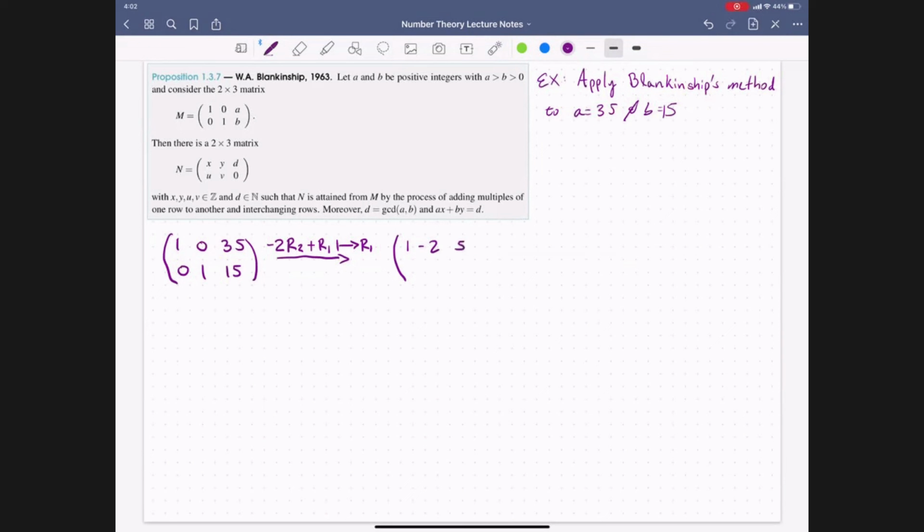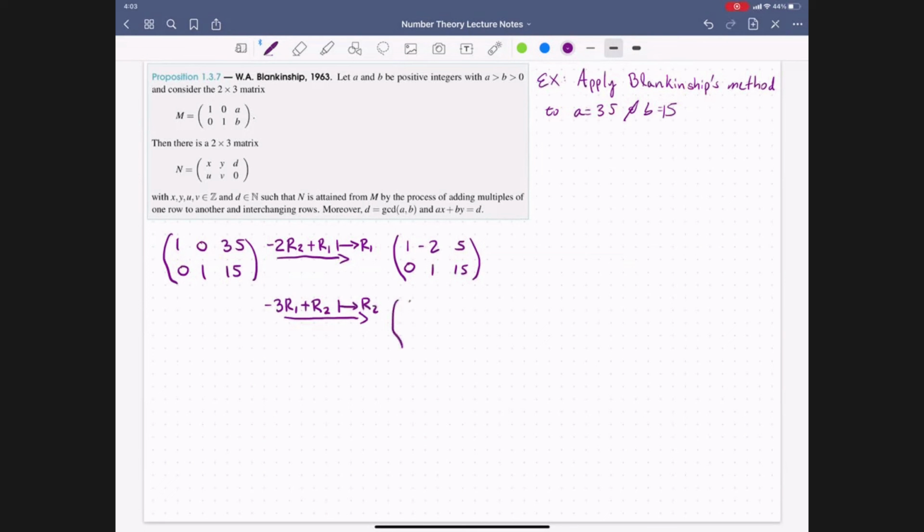And so now we have 0, 1, and 15. So we brought that 5 down. And now we're going to cancel off the 15 by multiplying the 5 by negative 3, so we can cancel off that 15. I'm going to write it symbolically as multiplying negative 3 to row 1, adding it to row 2, and then replacing row 2 with that.